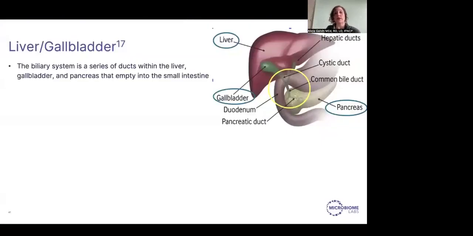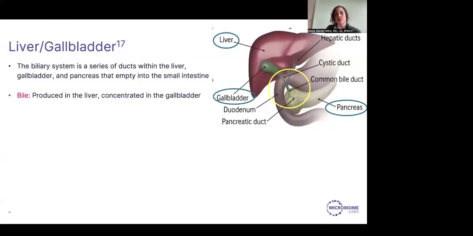All right, so talk about the liver and the gallbladder. So the whole biliary system is a bunch of different ducts within the liver, the gallbladder, and the pancreas that then dump into the small intestine. And bile is made in the liver, but then what people don't always talk about is that it's then concentrated in the gallbladder. So if someone has their gallbladder removed, yes, it's true, they will still continue to make bile in the liver, but if they don't have a gallbladder, that bile can't be concentrated.